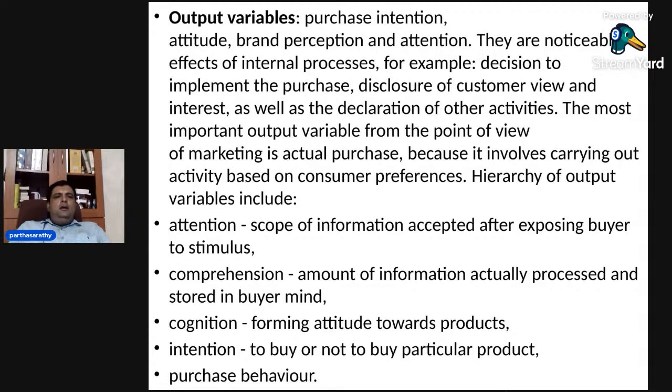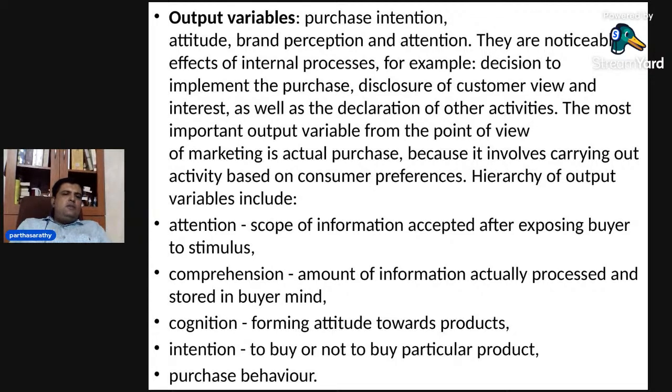So next we come to the output variable. So purchase intention, attitude, brand perception, and attention. So they are noticeable effects on the internal process. For example, decision to implement the purchase, disclosure of customer view and interest, as well as the declaration of other activity. The most important output variable from the point of view of marketing is actually purchase, because it involves carrying out the activities based on the customer preferences hierarchy of output variables.